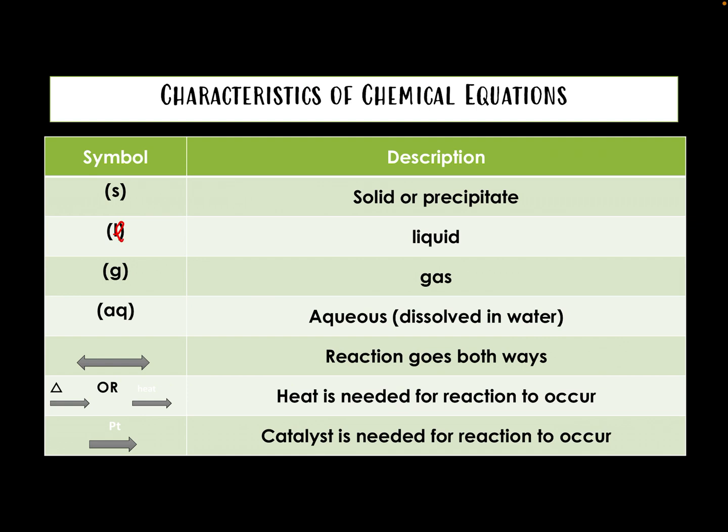Now, you'll see this double arrow. That means that the reactions go both ways. That means that you can have a forward reaction going from reactants to form products, or you can have a backward reaction, meaning the products break down to form the reactants.